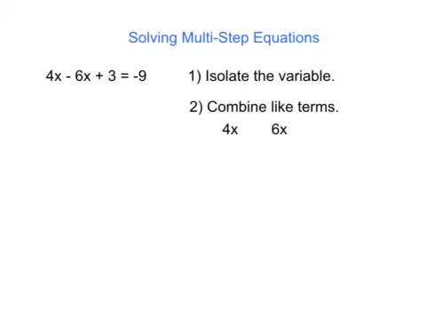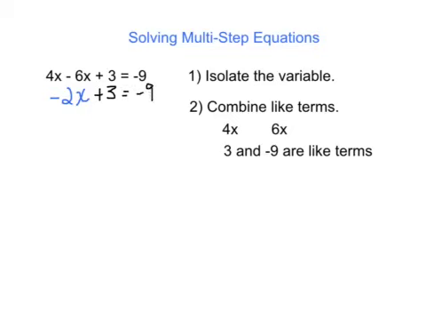4x and 6x are like terms. Similarly, 3 and a negative 9 are like terms. Let's begin by simplifying the 4x take away 6x. Those are like terms that can be combined. 4x take away 6x gives me a negative 2x. I'm going to keep what's left in the equation: plus 3 is equal to a negative 9.